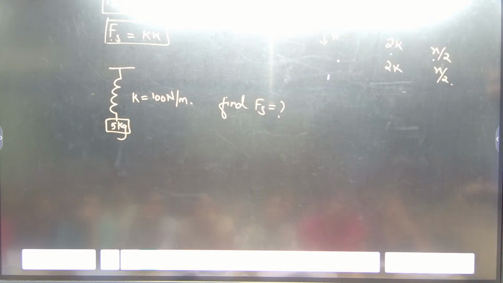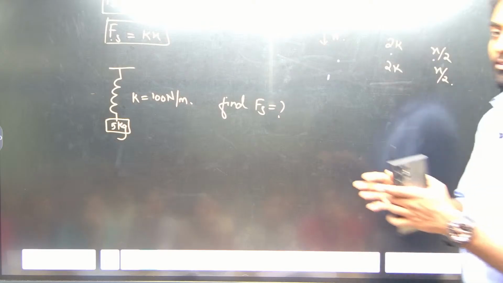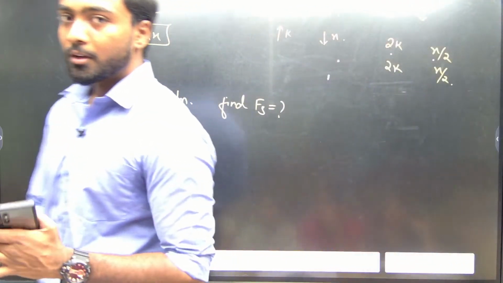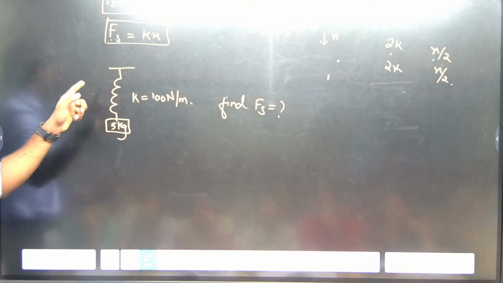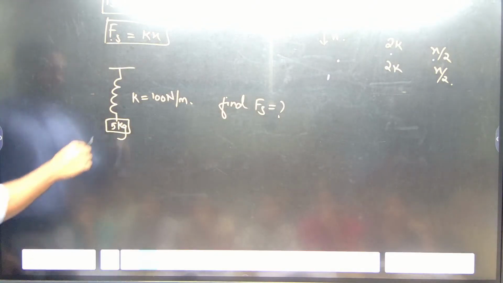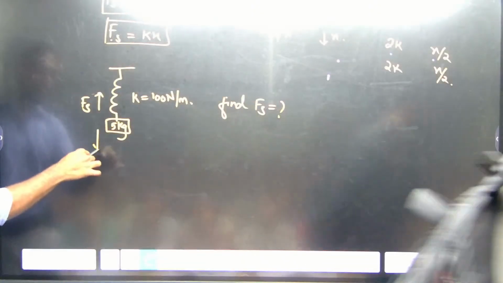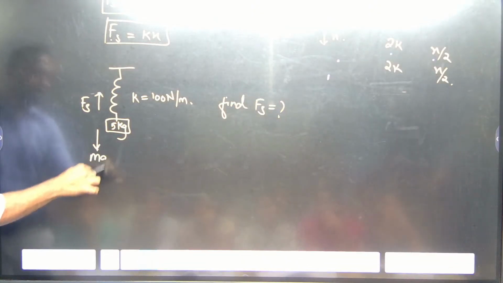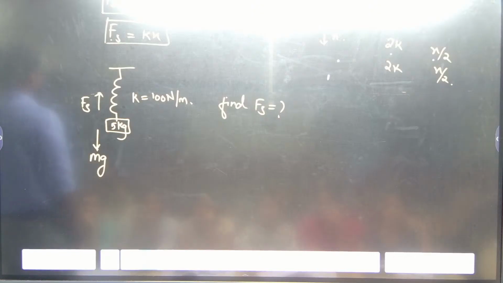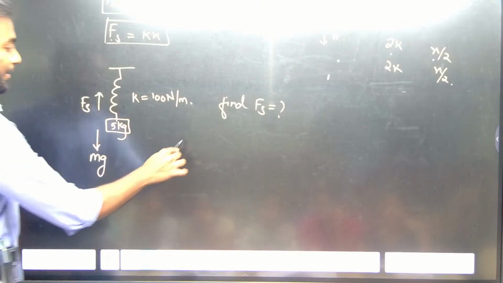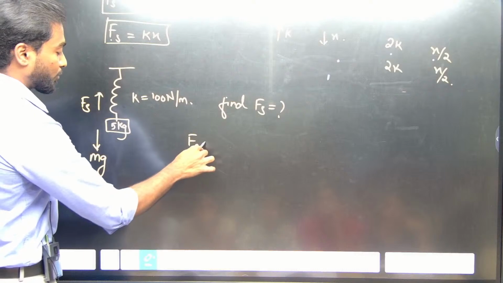Mg downwards, and then like whatever we have discussed in tension, the same thing. So tension will be towards upward. So what about the spring force? Again it is upward. What about the mg? Is there any doubt here? So can I say that Fs will be equal to mg?